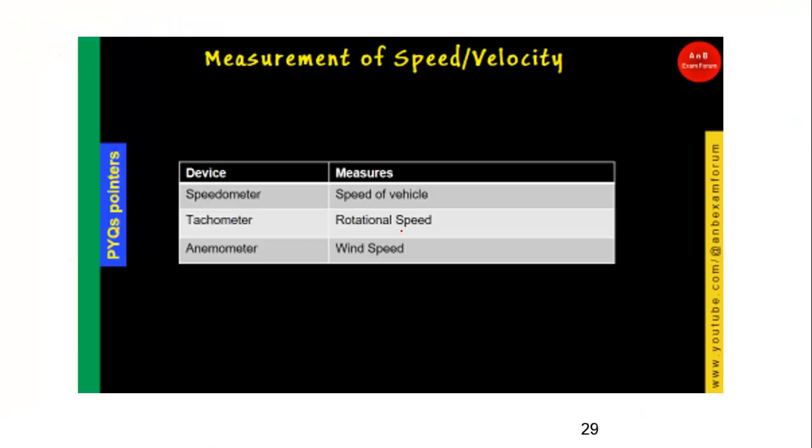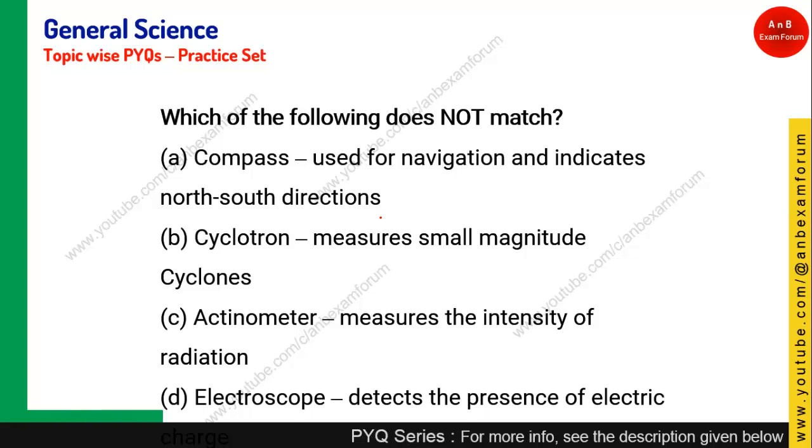If you want to know the speed or velocity of any device, speedometer, with speedometer we get the speed of the vehicle. Tachometer also measures the speed, but the rotational speed. Sometimes they ask the terminology RPM, that is rotations per minute. So RPM gives the value in rotations per minute, whereas anemometer is used to find the wind speed and the wind direction. Let's see the next question.